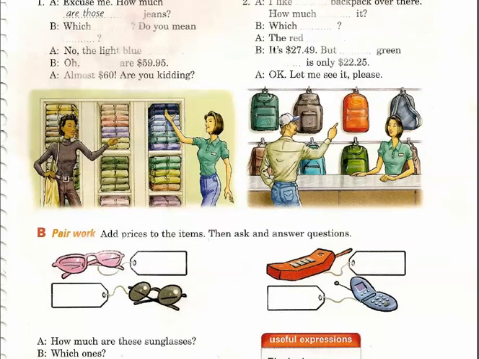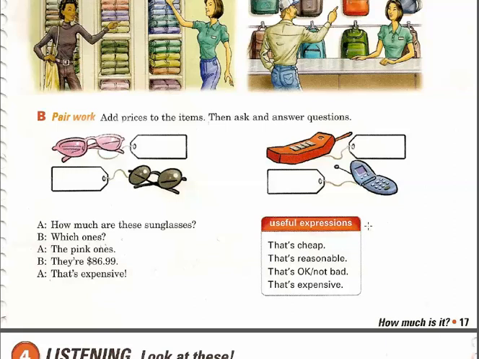So here, also, how much are these sunglasses? Which one? The big ones? The pink ones? They're $86.99. That's expensive. So you should also know how to ask about the price.